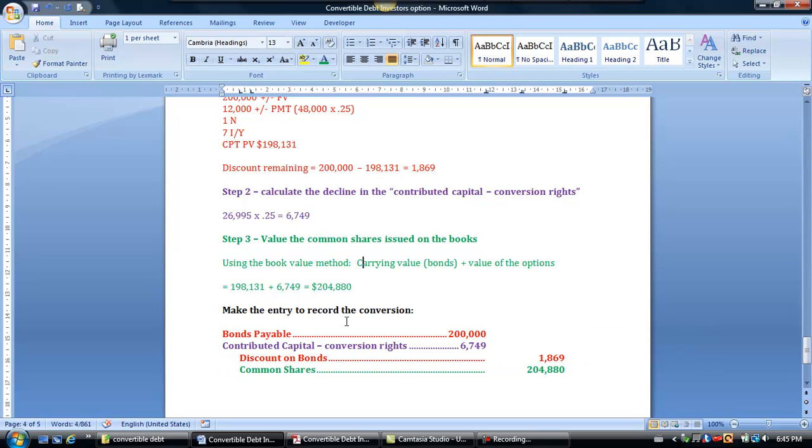So now, you'll also see here that we've removed the bonds at their face value and also removed the unamortized discount because we're not going to be amortizing 25% of that bond anymore. They're coming off the books. We're getting rid of the conversion rights that apply to that 25% of the bond, which is applying to 200,000. That's your 6,749. And again, credit our common shares for their book value, which is 204,880. So this concludes our video on convertible debt being issued and converted at the investor's option.